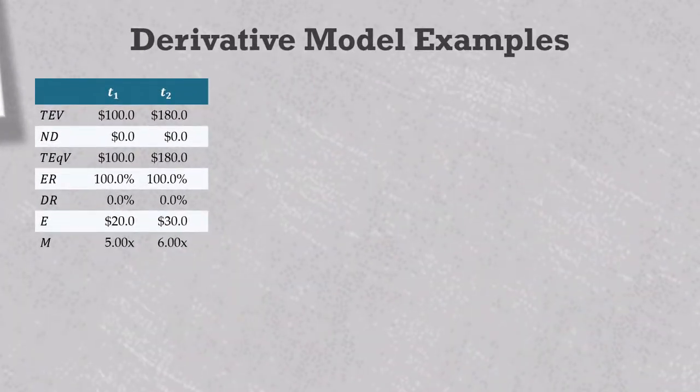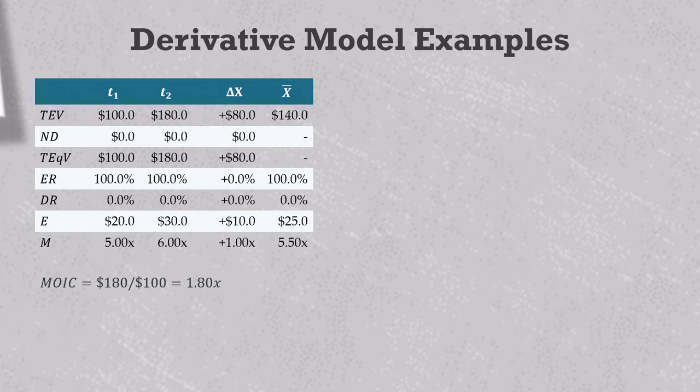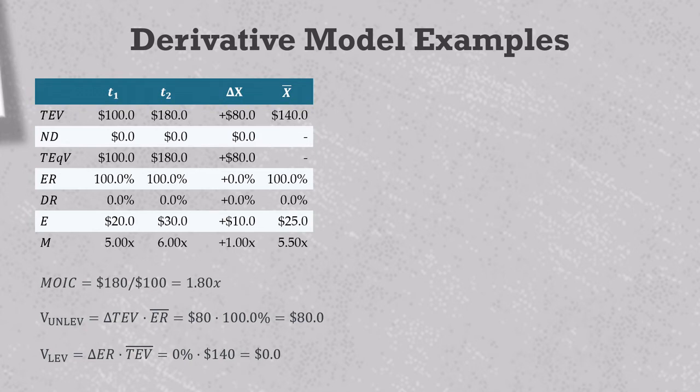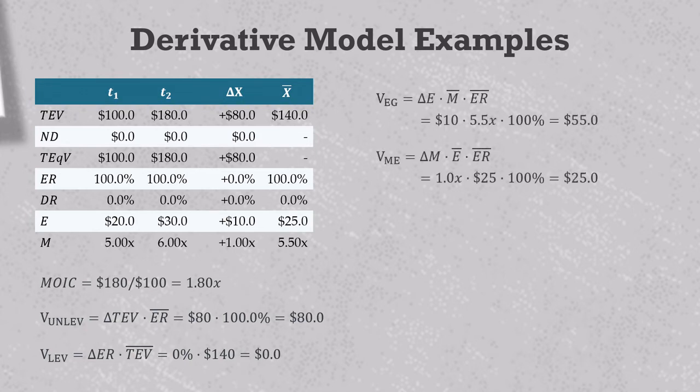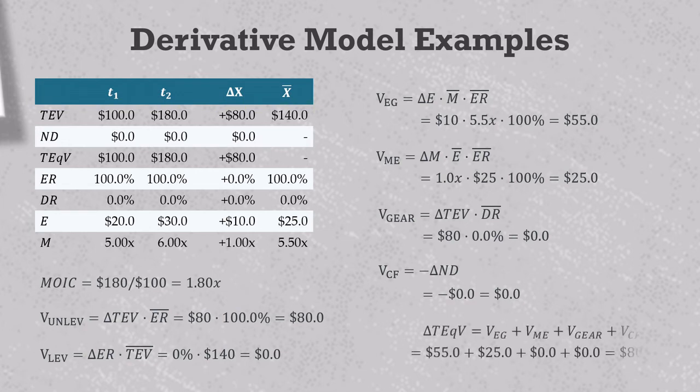Here we have an unlevered deal that grows its equity from 100 to 180, providing a gross multiple of 1.8x. To get the derivative model inputs, we expand the table with deltas and averages. Given that there is no debt, we wouldn't expect any value creation to come from leverage, and that's what happens. The unlevered return makes up the entire equity return of 80, and the leverage effect is 0. That unlevered return includes EBITDA growth of 55 and multiple expansion of 25, and as expected, the average debt ratio of 0% gives us no gearing, and the net debt change of 0 gives us no cash flow generation, and all four components add up to the correct $80 million change in total equity value.